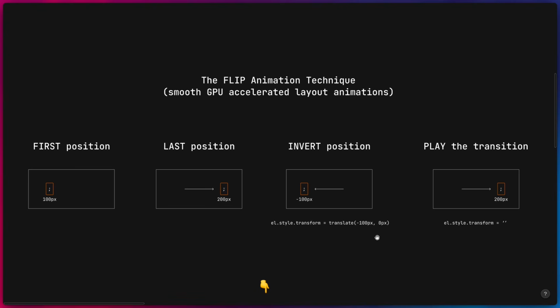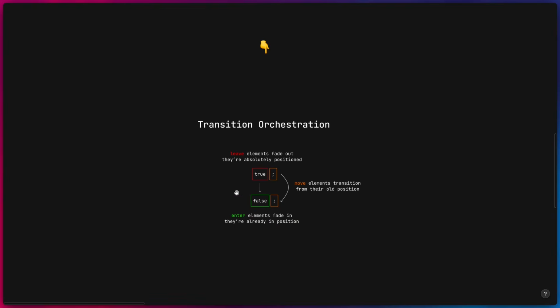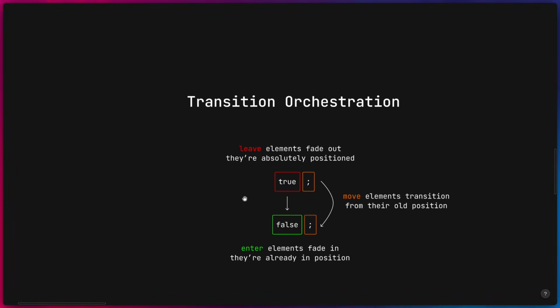And then we can schedule a transition where we can remove the transform to play the transition. So we're just creating an illusion that the element is moving from its old position. And of course, this is how our transition orchestration works.